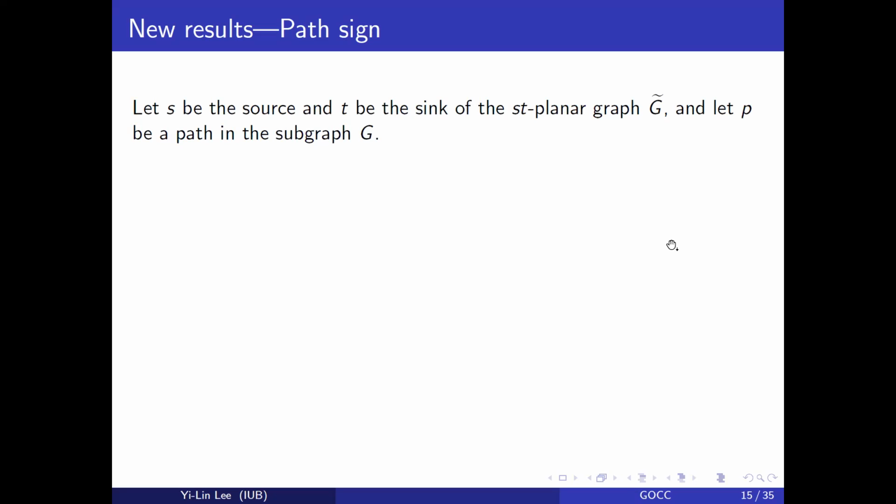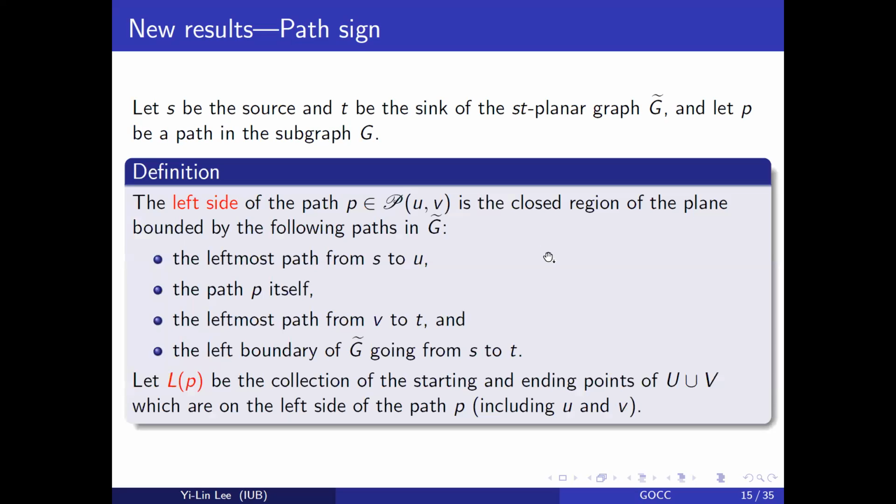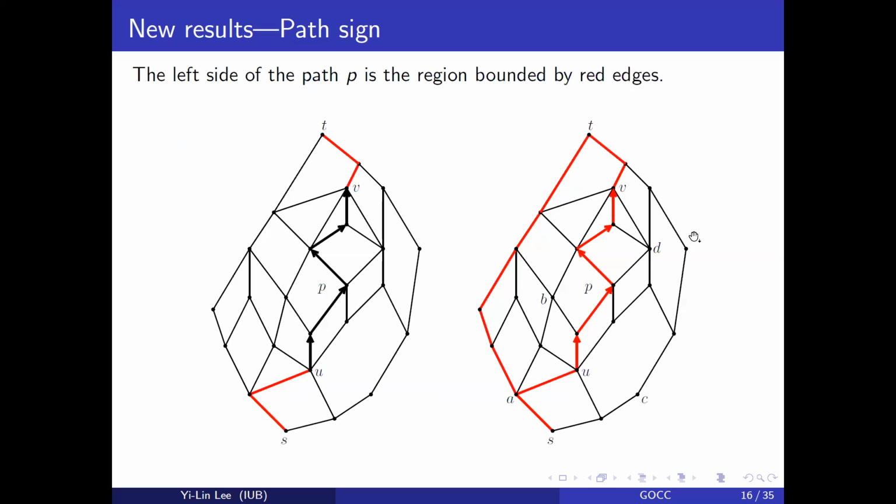Okay, and then next, we want to know how to define the path sign. So we'll consider an ST planar graph. First, we have to define something called the left side of the path. So instead of looking at it abstractly, let's just go to the example. Here, this is an ST planar graph. Each edge is pointing upwards. And we have the path here going from U to V.